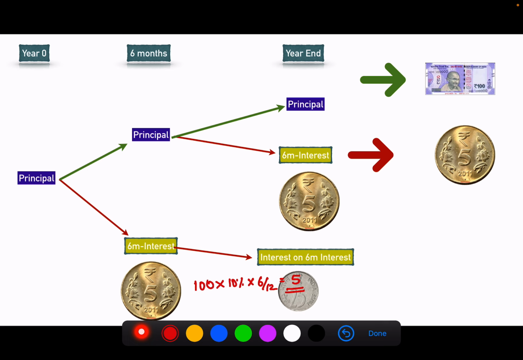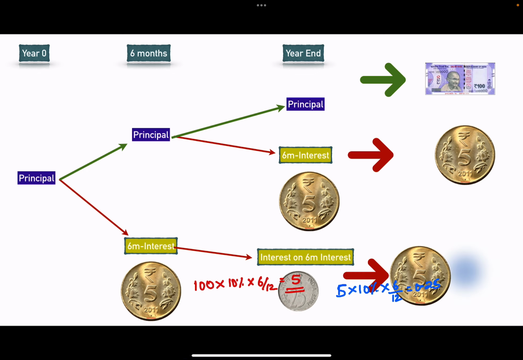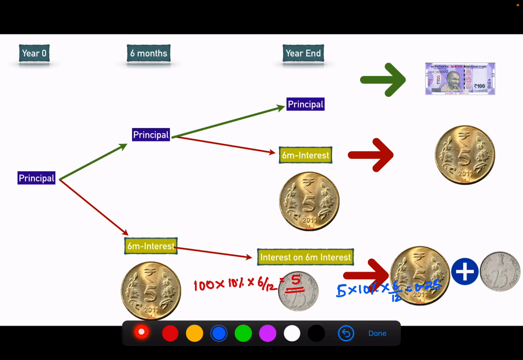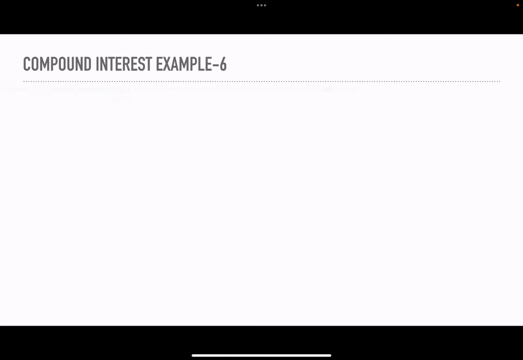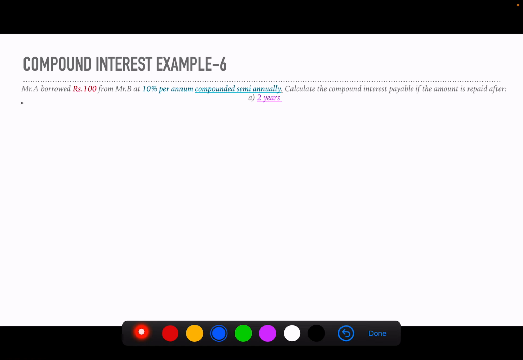Okay, those of you who don't know how this is worked out: 25 paise is because we have earned 5 rupees interest. We will be earning 10% interest, that's per annum, but we are only earning it for 6 months. Therefore, that will be 25 paise. Okay, so we'll be having 5 rupees and 25 paise. Altogether, we will be having 110 rupees and 25 paise to repay to Mr. B. Moving on to the next example.